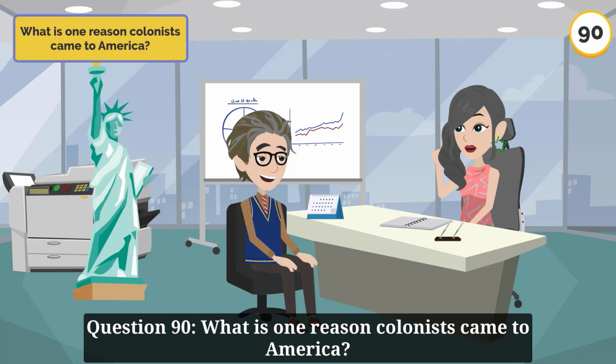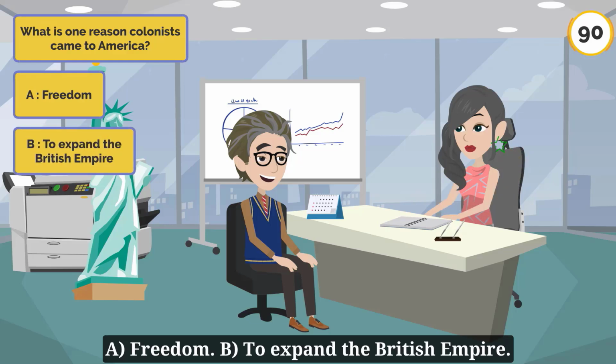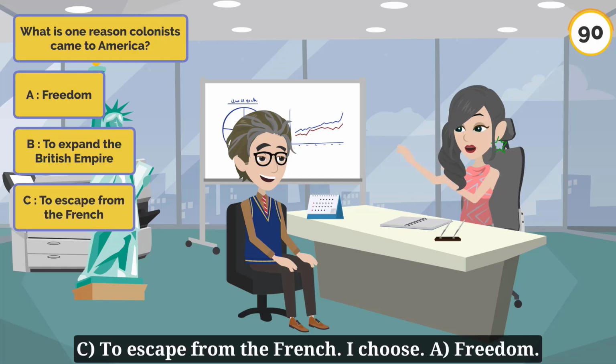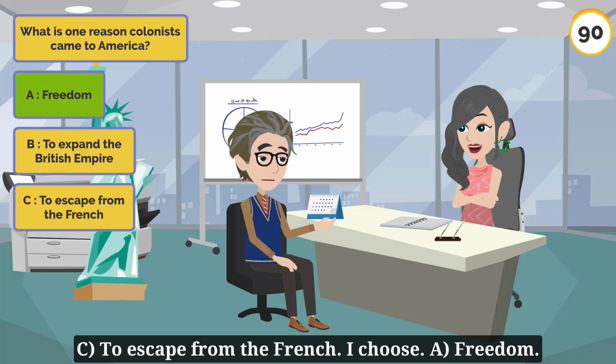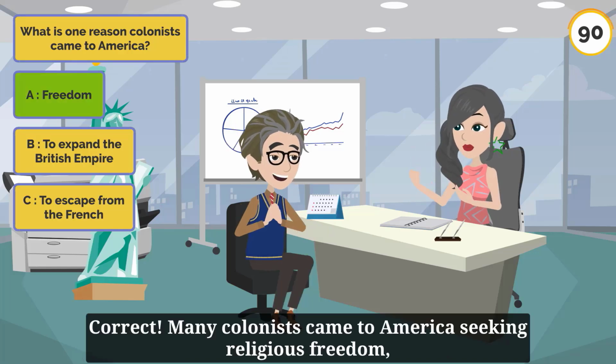Question 90. What is one reason colonists came to America? A. Freedom. B. To expand the British Empire. C. To escape from the French. I choose A. Freedom. Correct.